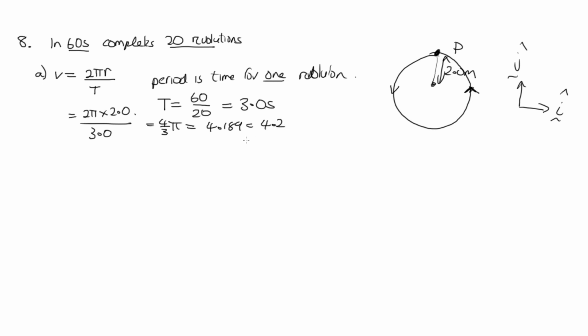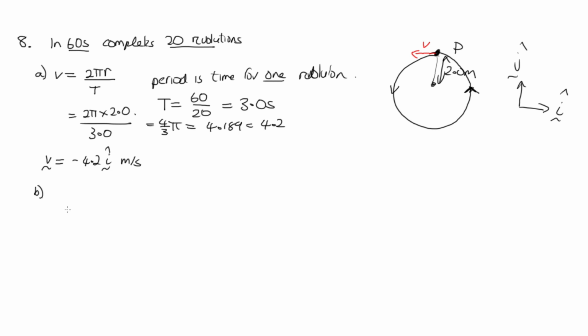But the question asked us to write it in unit vector notation. So we're going to have to take into account the direction that it's traveling. So at point P, the direction it's traveling is like this. It's a tangent to the circle. So that is in the negative I direction. So we can write, well, the velocity then can be written as minus 4.2 I meters per second.